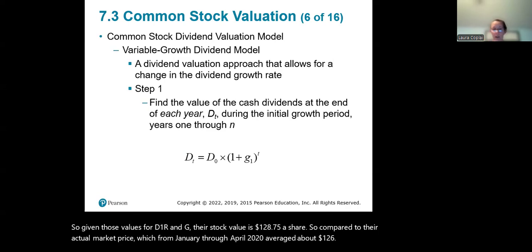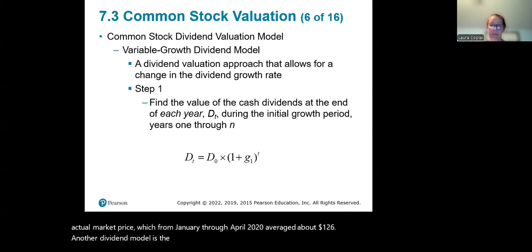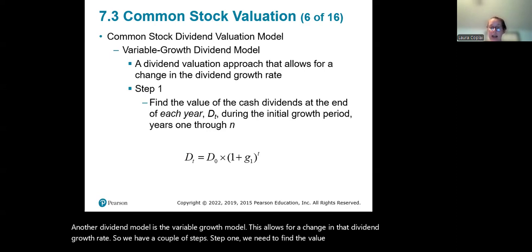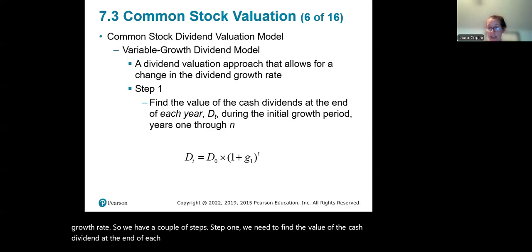Another dividend model is the variable growth model. This allows for a change in that dividend growth rate. So we have a couple of steps. Step 1, we need to find the value of the cash dividend at the end of each year, or D_t, during that initial growth period through years 1 through N. So our formula is below. D_t equals D_0 times (1 plus g_1) to the t.